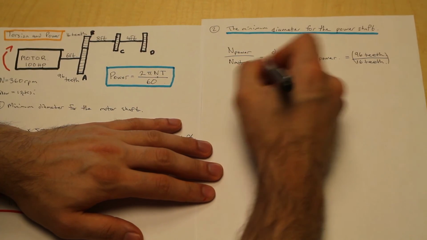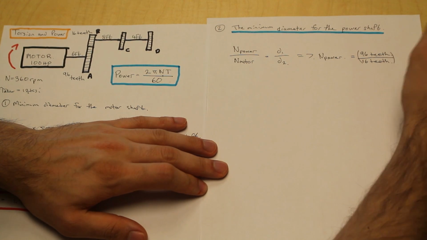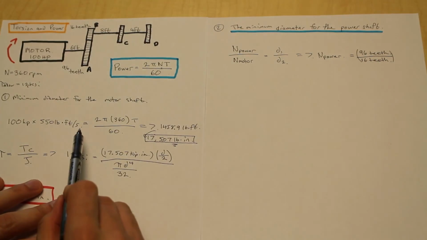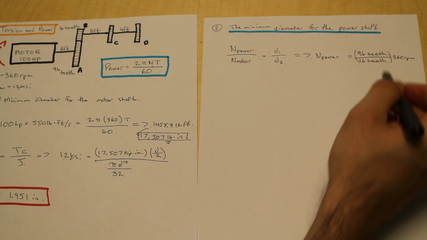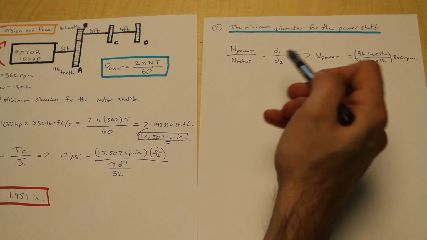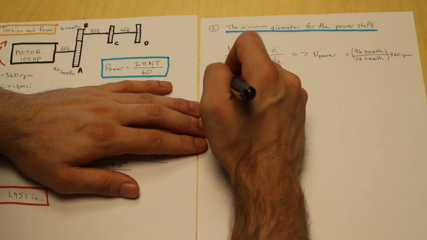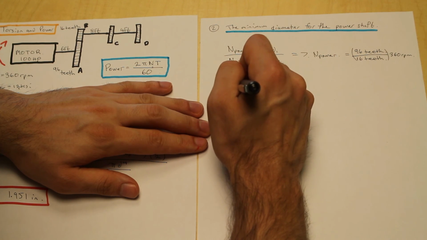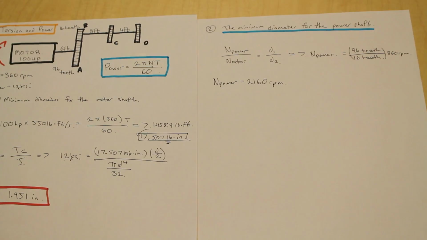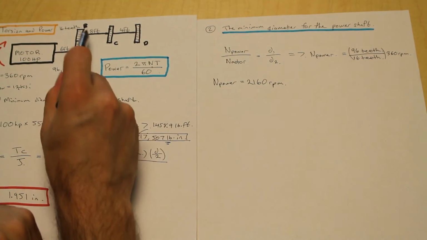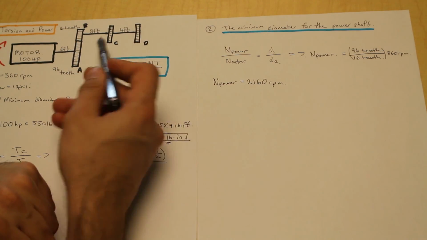We're going to just multiply both sides by the speed of the motor. And what is the speed of the motor? That's given to us in the question, and it's 360 RPM. If we work that out, we can solve for the speed of the power shaft. Just throw that in your calculator. It's going to be 6 times 360, and that is going to give us 2,160 revolutions per minute. And that value is the value that we're going to use to solve for the torque in our power shaft.